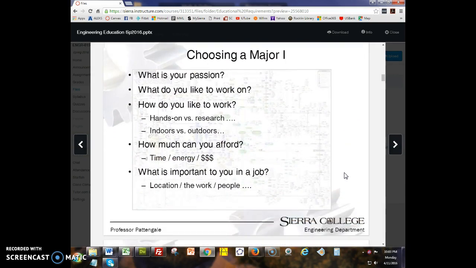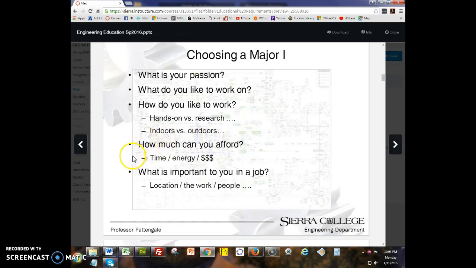So when you're choosing a major, think about what is your passion. What do you love to do in your spare time? What do you like to work on? What does the time just fly by when you're doing it? And how do you like to work? Do you like to work hands-on, or do you more like researching on the computer and reading articles? Would you rather be indoors or outdoors? There's engineering jobs where you do both. There's engineering jobs that are strictly inside. There are engineering jobs where you're mostly outside. So it's good if you think about what you like.